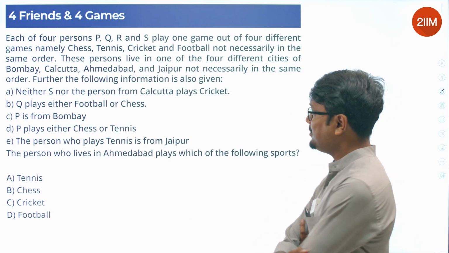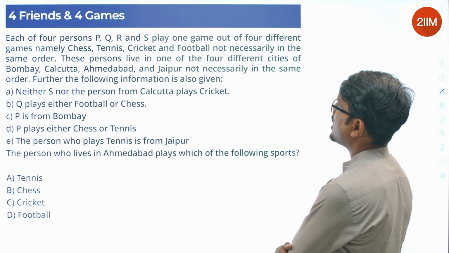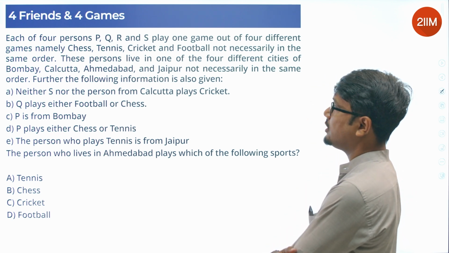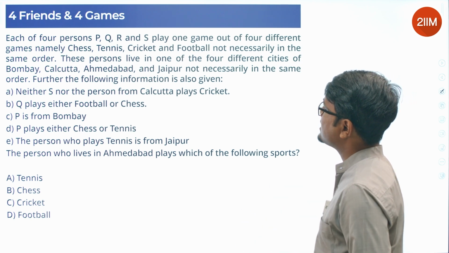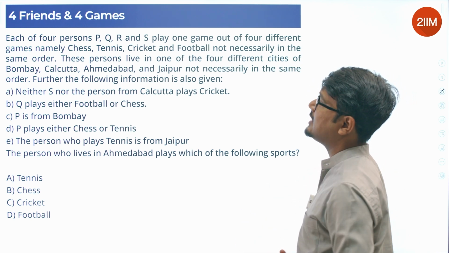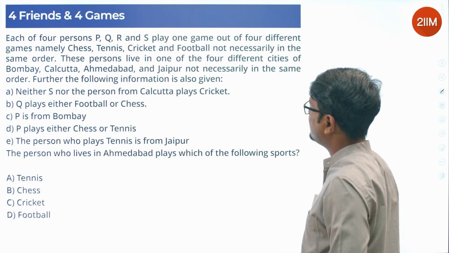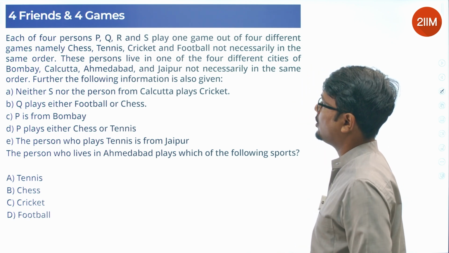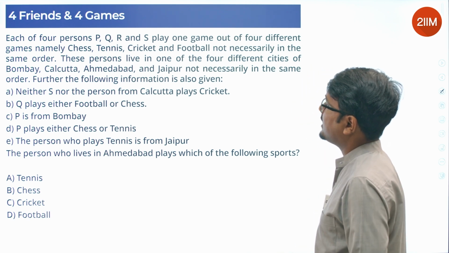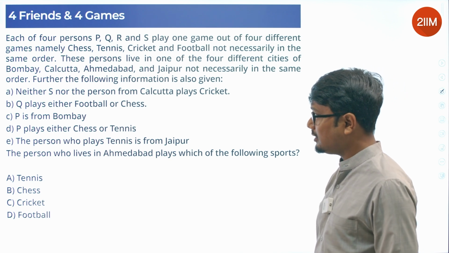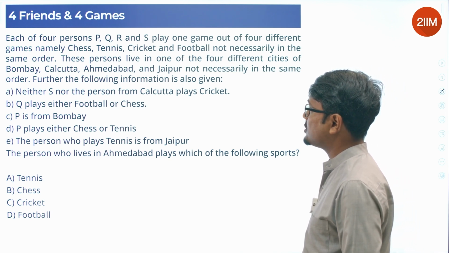4 friends and 4 games. Each of 4 persons P, Q, R and S play one game out of 4 different games, namely chess, tennis, cricket and football, not necessarily in the same order. These persons live in one of the 4 different cities of Bombay, Calcutta, Ahmedabad and Jaipur, not necessarily in the same order. Further, the following information is also given.